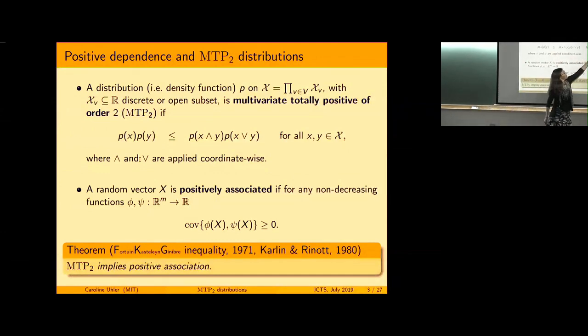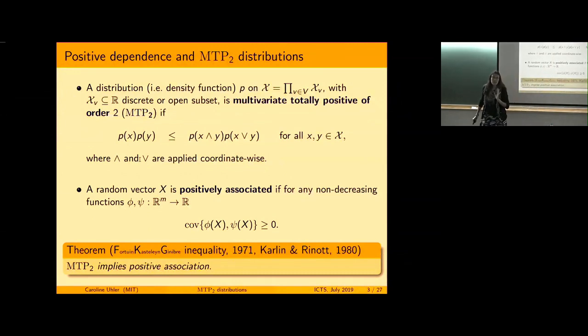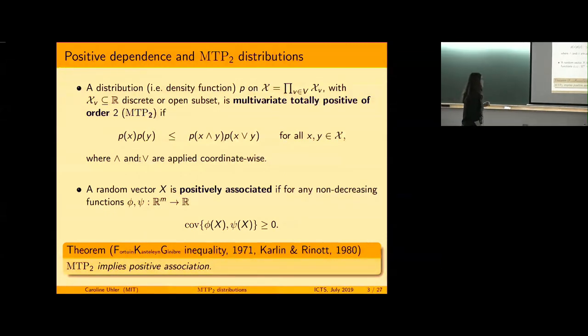MTP2 is easier to check because you only have to check it for points in your sample space, right? And in fact, it implies positive association. Okay, so it was really introduced just for its theoretical properties in order to study positive association. Okay, so that was the motivation.